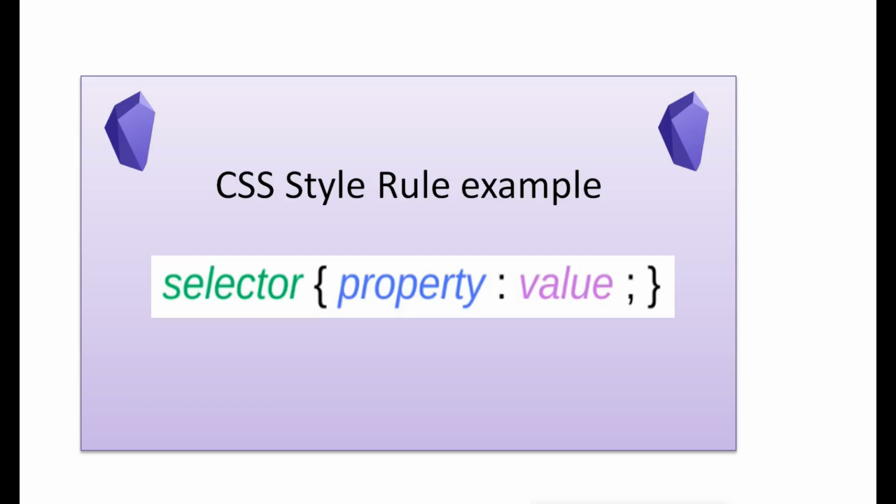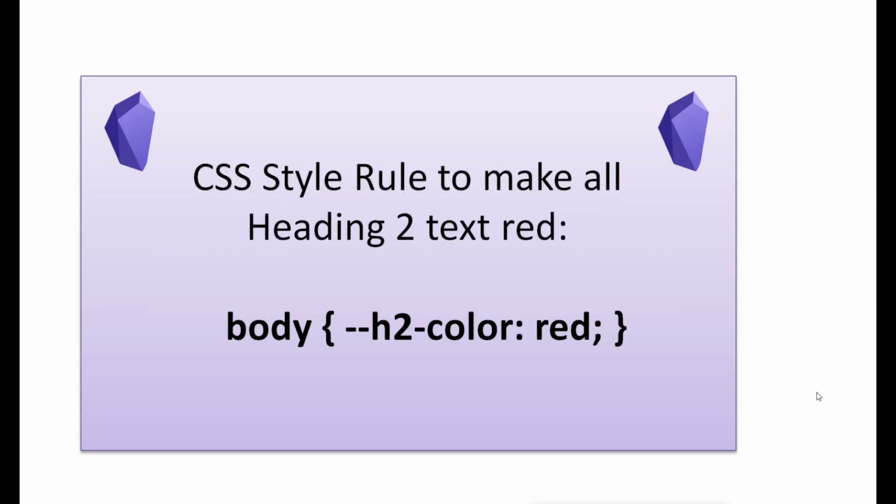This is best understood by looking at a specific example. Let's imagine that you want the color for all heading 2 text in your Obsidian UI to be red. The CSS style rule to accomplish that would look as shown. In this example, the selector is body, the property is H2 color, and the value is red.